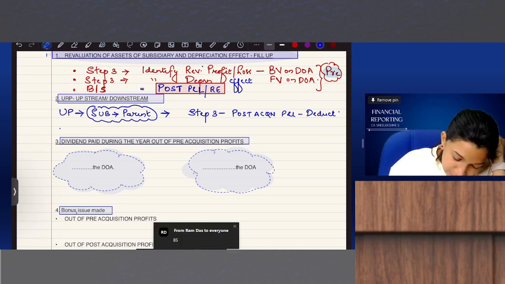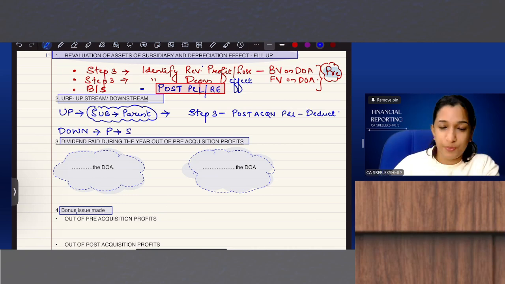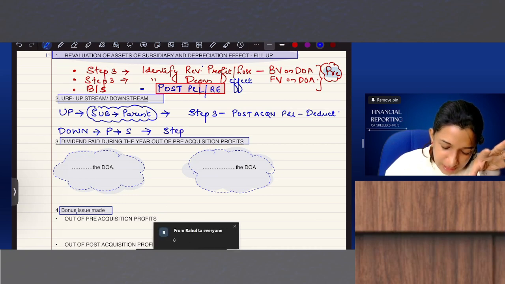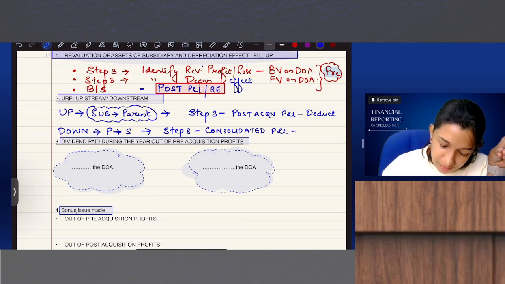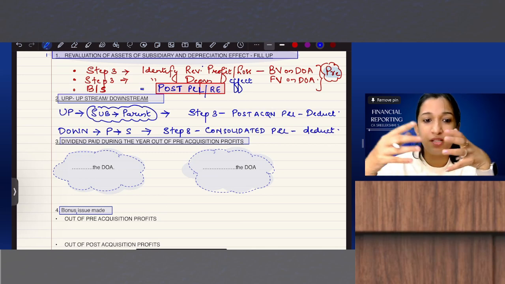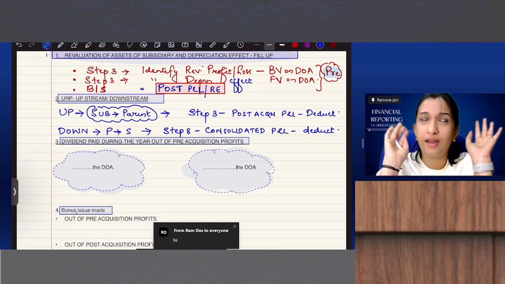And what is downstream? Downstream means parent to subsidiary. Sale by parent to subsidiary is downstream. If it is downstream, the effect is in step number 8, that is consolidated P&L. Deduct URP from the profits of the respective companies and also give the effect to the balance sheet. Okay, correct. I remember this.